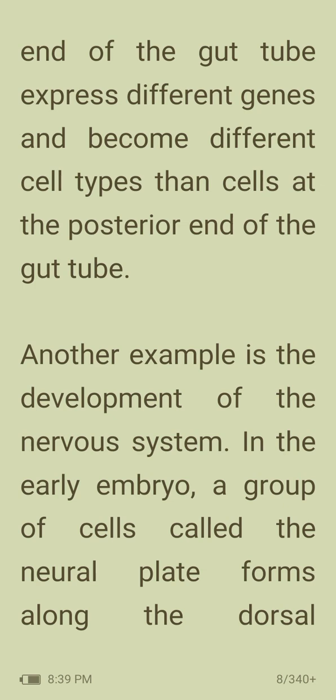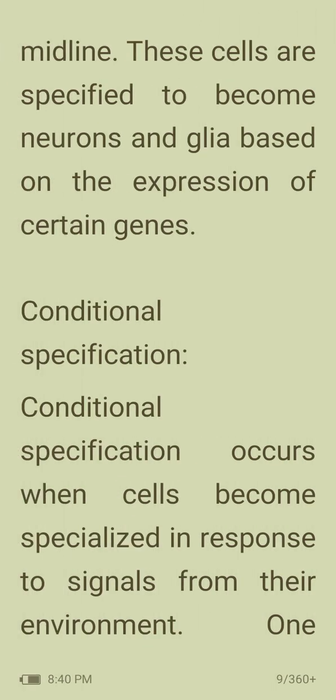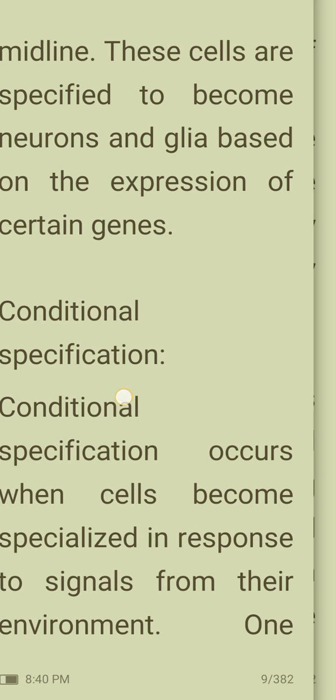Another example is the development of the nervous system. In the early embryo, a group of cells called the neural plate forms along the dorsal midline. These cells are specialized to become neurons and ganglia based on the expression of certain genes. Then conditional specification. Conditional specification occurs when cells become specialized in response to signals from their environment.